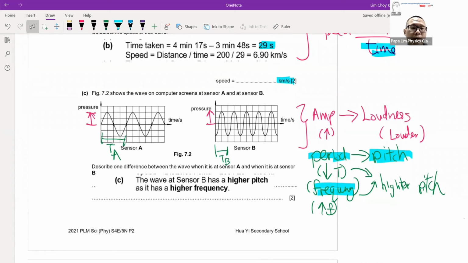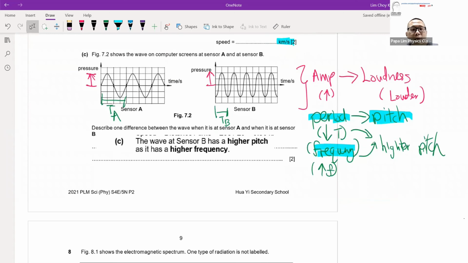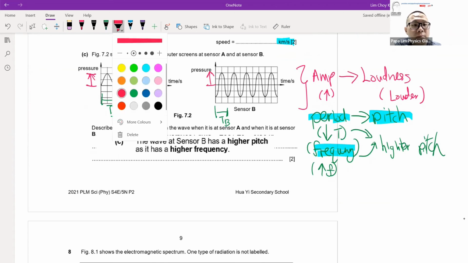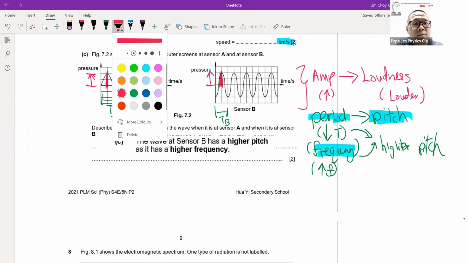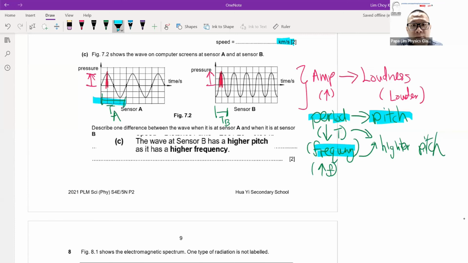Based on the question here, the two graphs, in terms of magnitude, are the same. So they have the same loudness. The difference between them is the period. Sensor A has a bigger period. Sensor B has a smaller period, or sometimes we say sensor B has a bigger frequency.